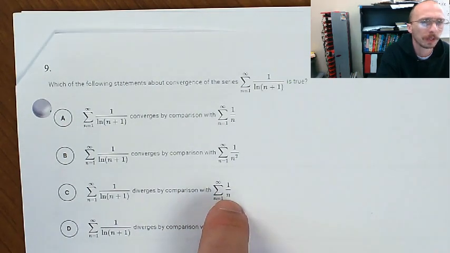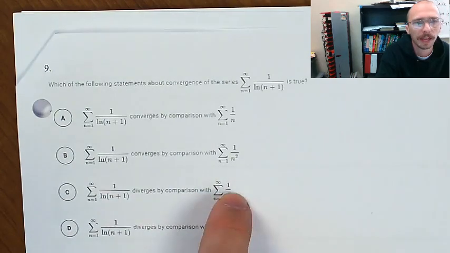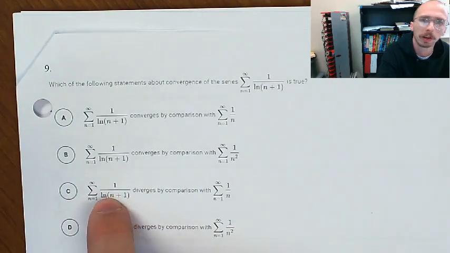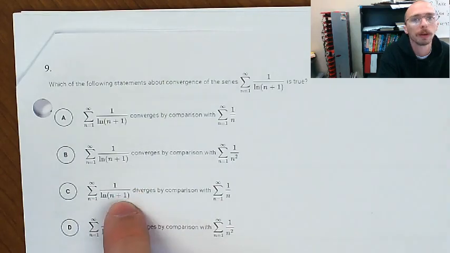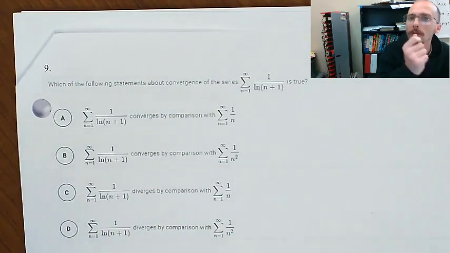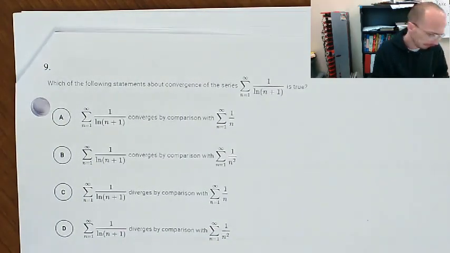I can't do the limit comparison test, though, because if I divided this by that, I'd have an n in the numerator and a log of n in the denominator, and that would grow faster on top, and it would go to infinity. So I wouldn't have a finite and positive limit. So I'm going to have to do direct comparison.